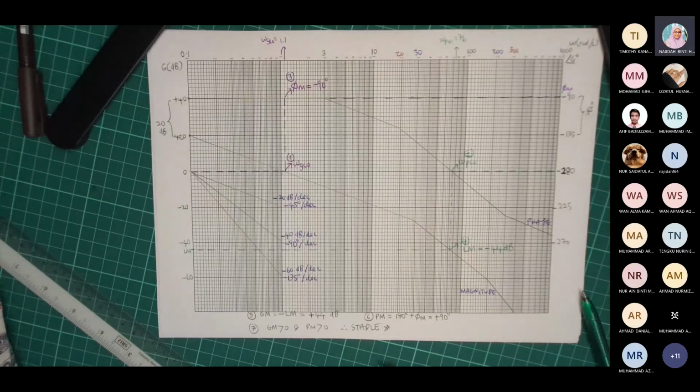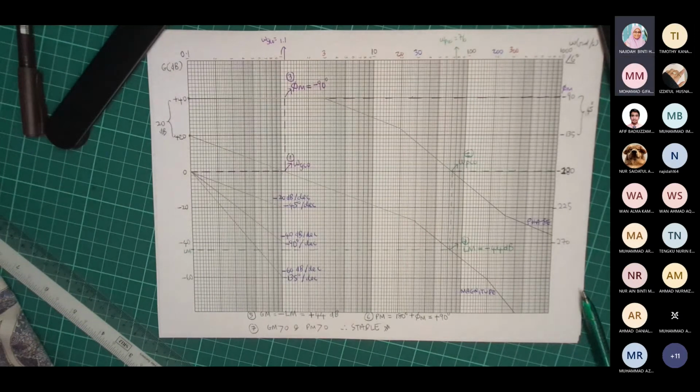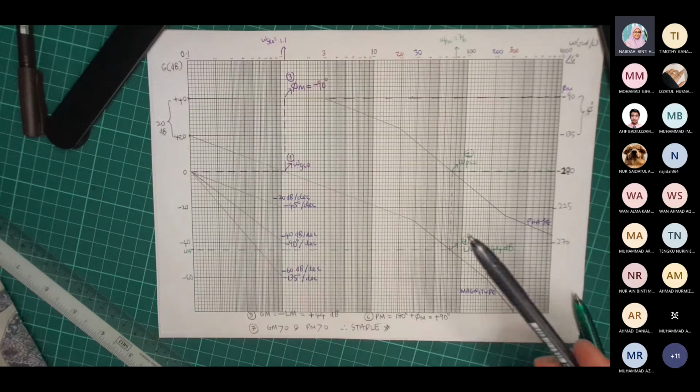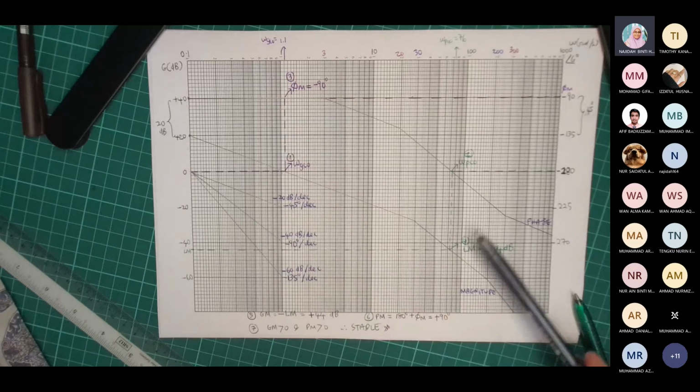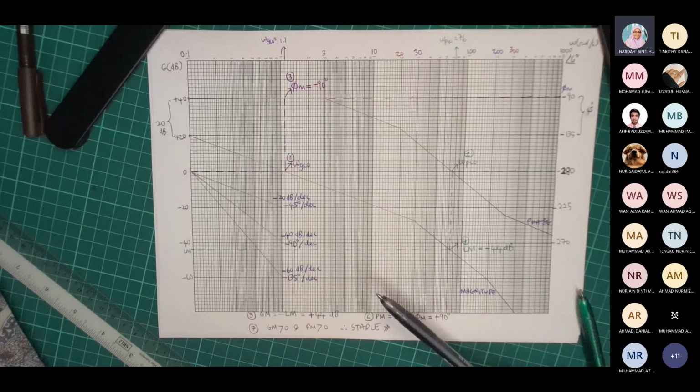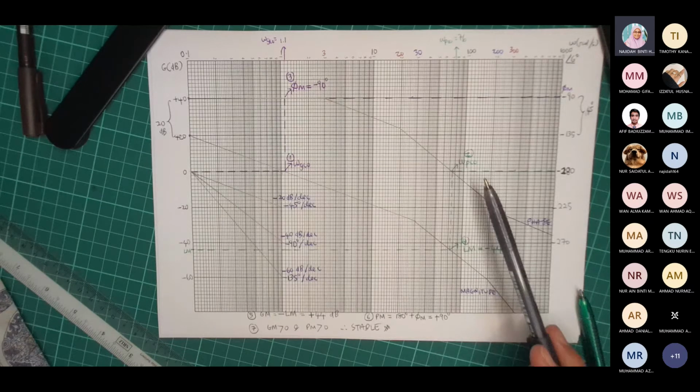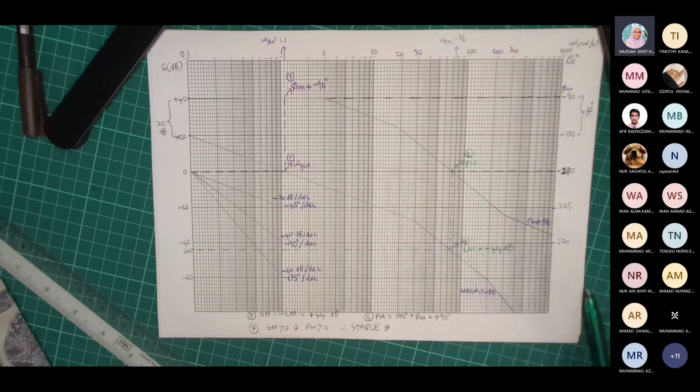Okay, madam. So make sure when you try, you need to get a similar answer like this, not too big a difference between the values of gain margin, phase margin, omega PCO, omega GCO, Lm, phi m.